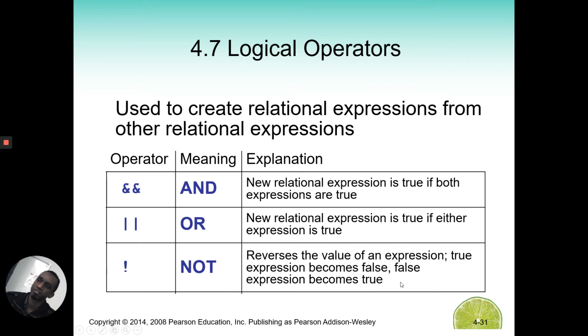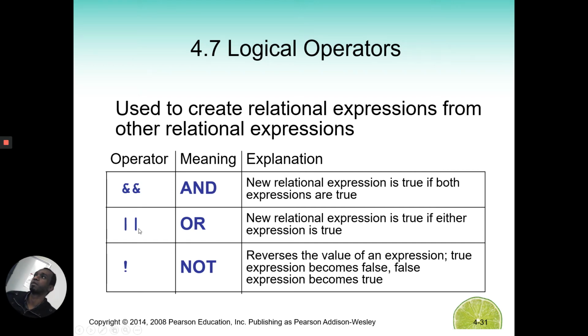True expression becomes false, false expression becomes true. So for these two statements to be true, for example, to get a scholarship, you need to be a resident of this county and you need to be majoring in computer science, let's say. Now you're filling out a form, and the form asks, are you a resident of this county? You check yes. The next question is, are you a computer science major? You check yes. If both are true, because you selected yes for both, then you will get the scholarship. So this is an example of the double ampersand, the and.